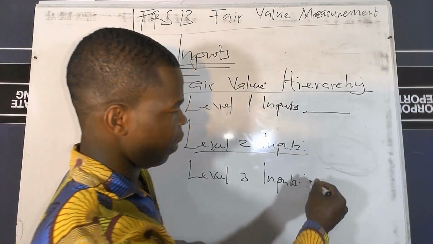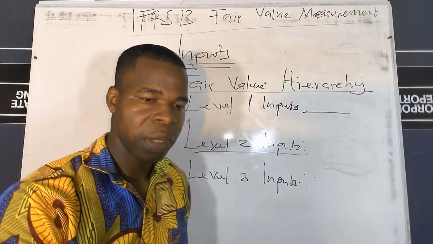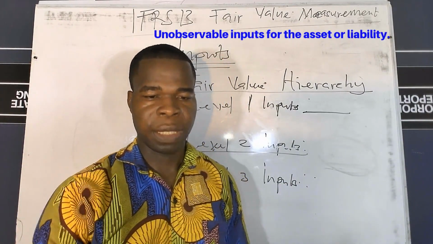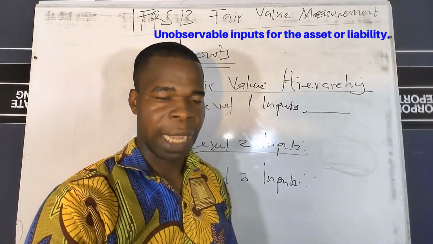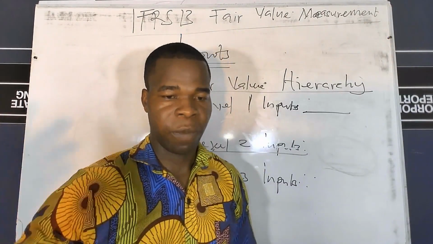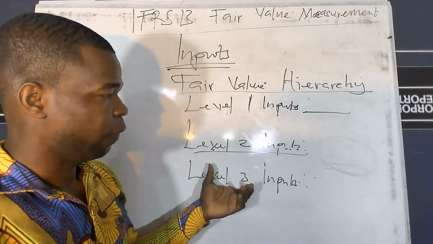And then level 3 are the unobservable inputs for an asset or liability, which has to do with forecasts, such as cash flow forecasts or potential forecasts. That has to do with level 3.